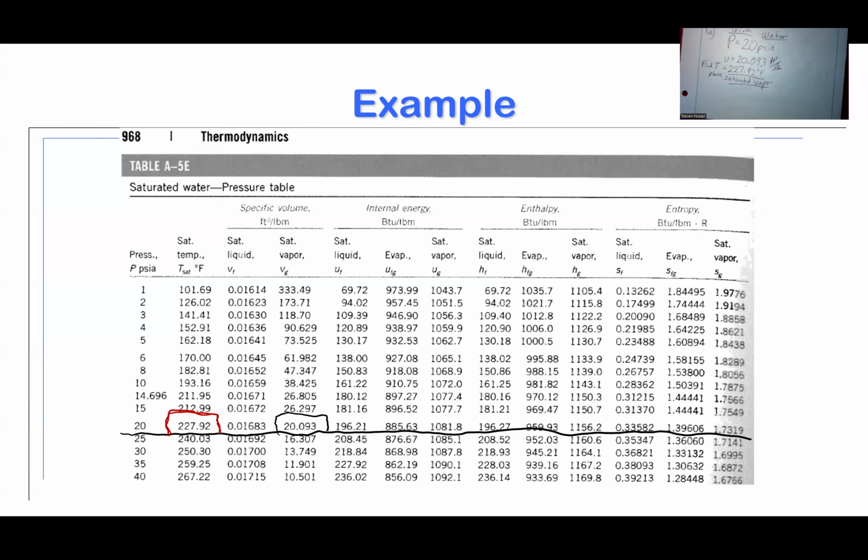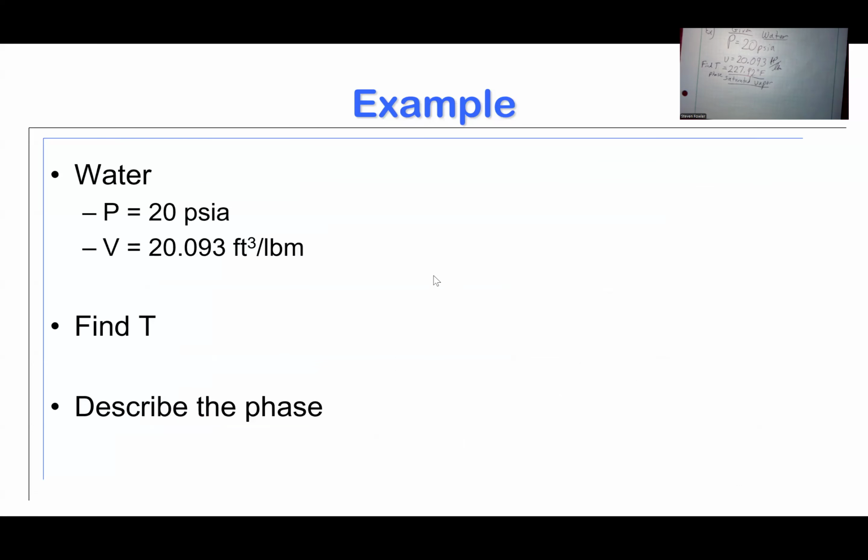Okay. All right. So I've got additional stuff in here so I could write it in my notes here in class. Temperature is equal to 227.92 degrees Fahrenheit, and the phase would be saturated vapor. Okay. All right. Let's look at the next one.